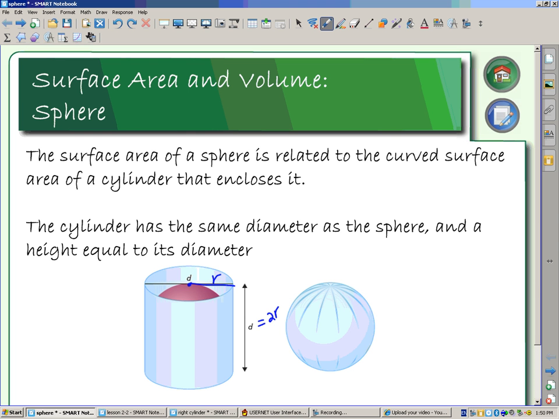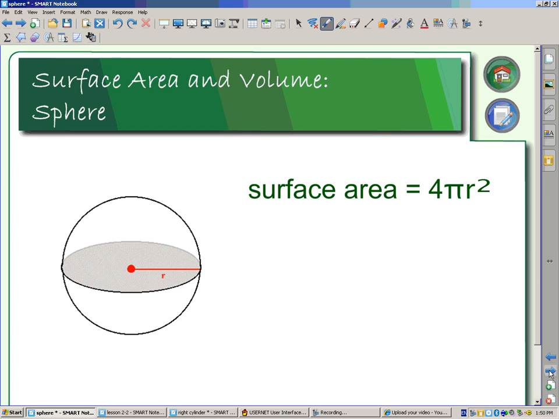We're going to use that information to look at how we derive the formula. Now the formula for the surface area is quite straightforward. If you just want to memorize it, this is it for a sphere: 4 pi r squared. Well, I want to show you where that comes from.